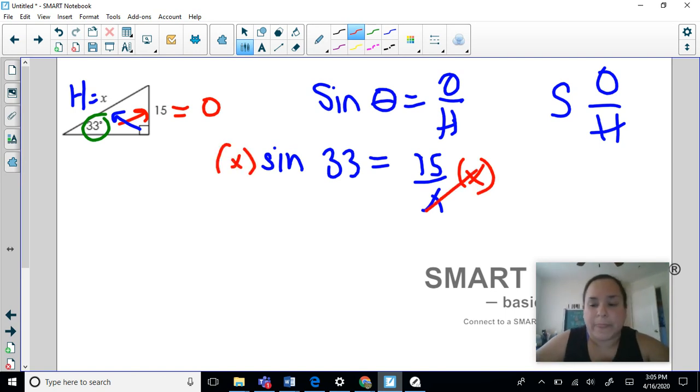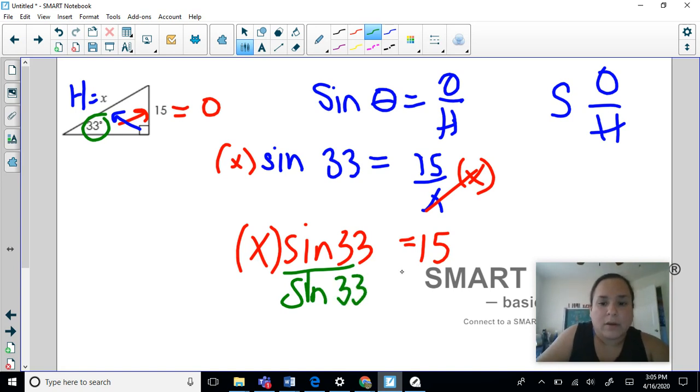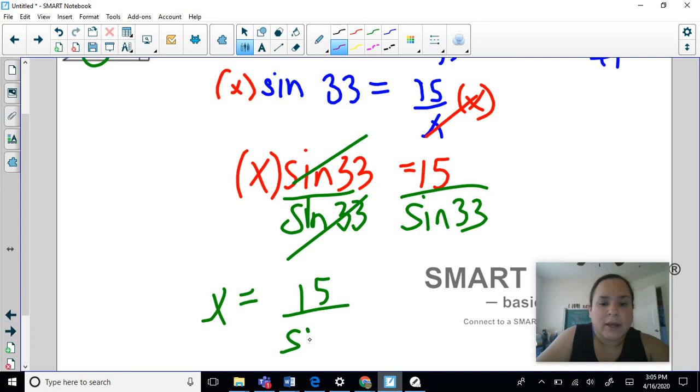These x's are going to simplify to just give us x on the left times sine of 33 equal to 15, right? And the x is still not by itself, but it is being multiplied to sine of 33, which means that we can do the opposite of that, which is divide. So we're going to divide both sides by sine of 33. And by dividing by sine of 33 on both sides, that's actually going to get the x by itself, and x is going to equal 15 divided by sine of 33.